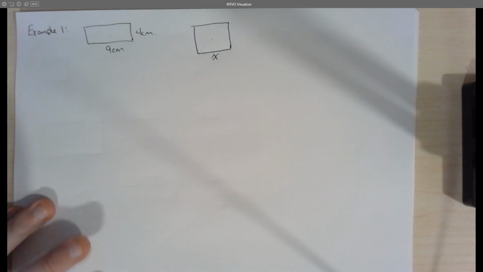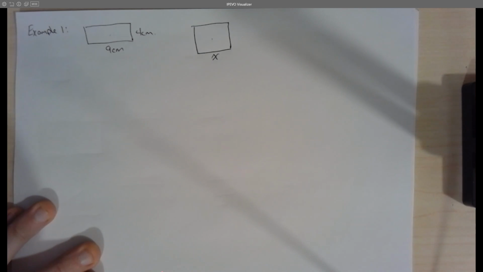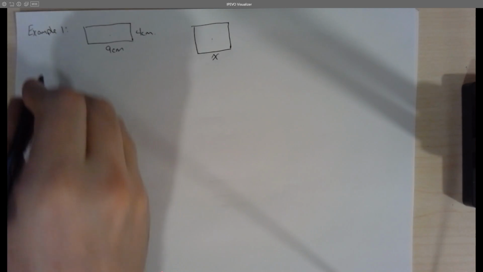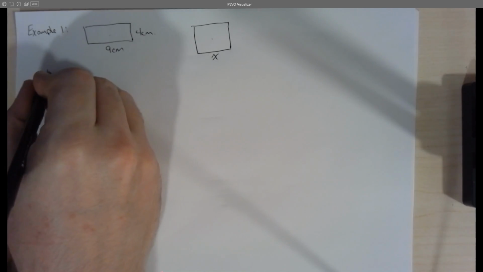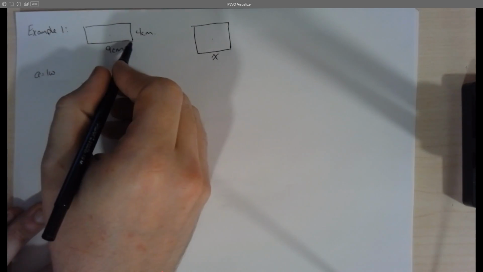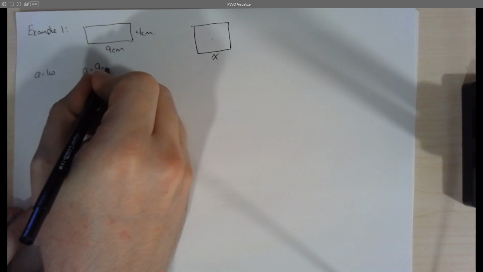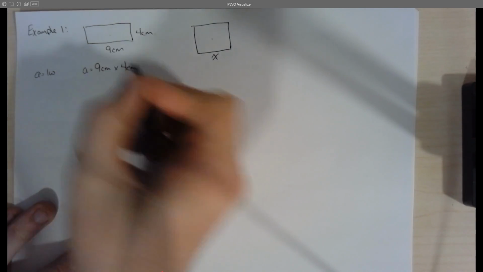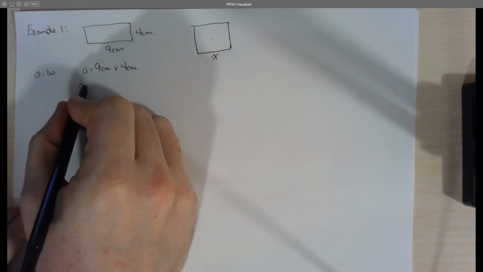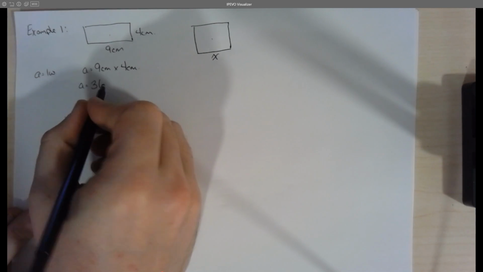So the first bit of the question says find the area of the rectangle. Well, in this case, we have to go back to our formula. The area of a rectangle, area equals length times width. So the length is 9, the width is 4. So in this case, the area is going to be 9 centimeters times 4 centimeters. 9 times 4 is going to give us 36.